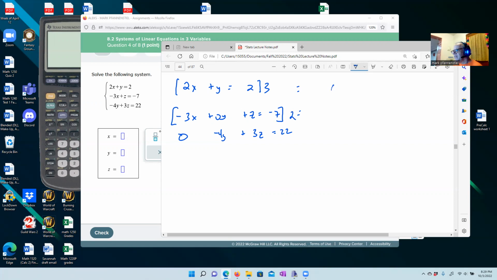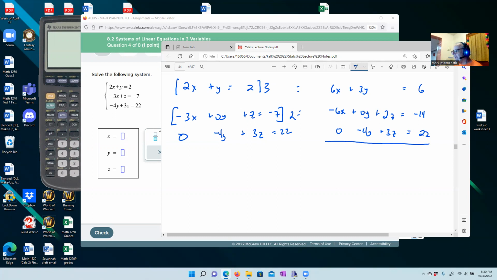So we have 6x plus 3y, we don't have any z's, is equal to 6. For the second equation, 2 times negative 3, we have negative 6x, 2 times 0y, so that's plus 0y, and then we have plus 2z, and that is equal to twice negative 7, which is negative 14. My last one, we have a 0, we have a minus 4y plus 3z. I'm not adding or subtracting anything to this, equals 22.